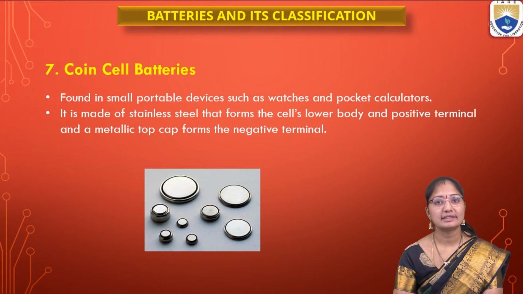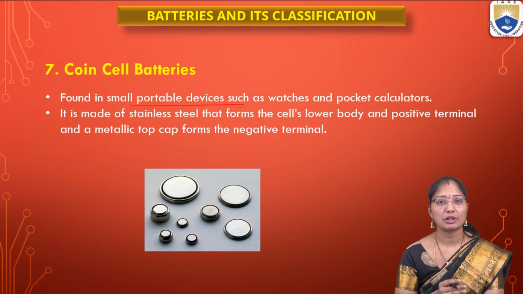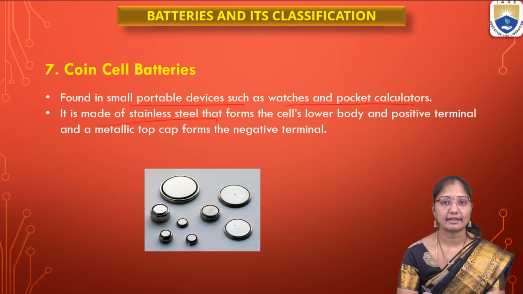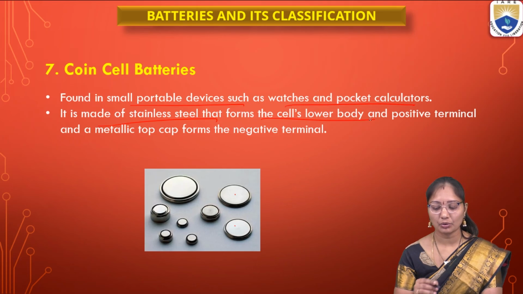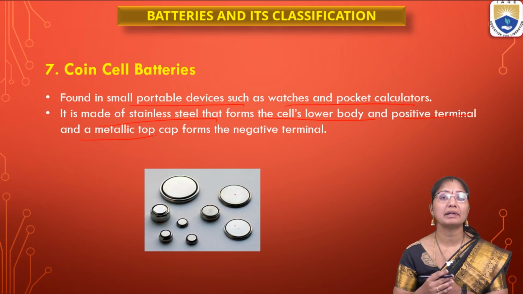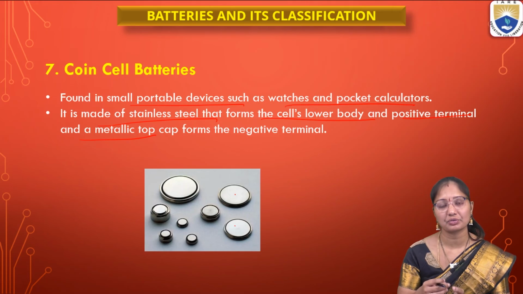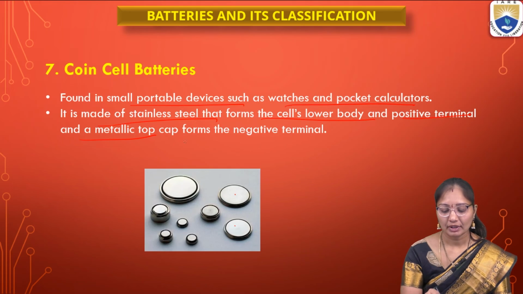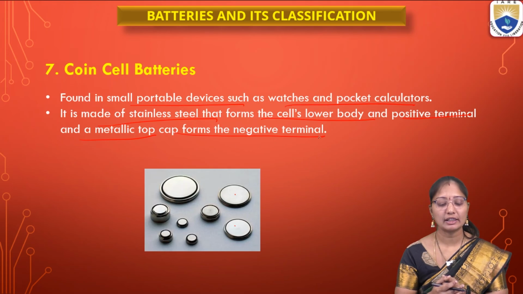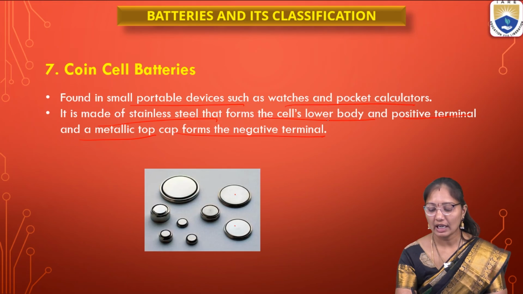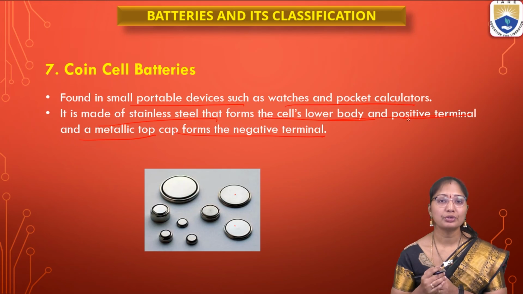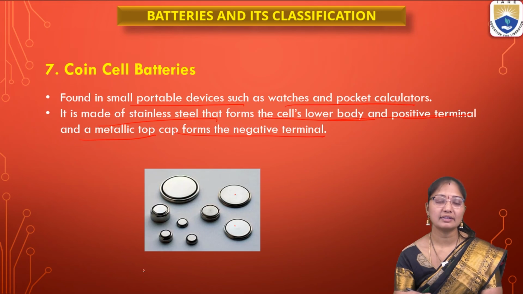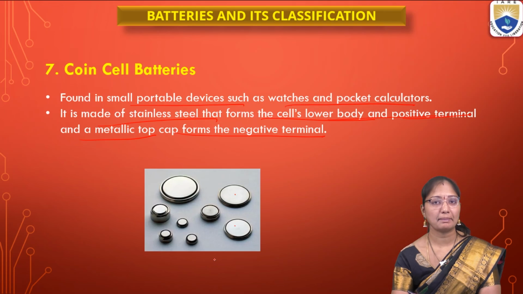Next type is coin cell batteries. They are found in small portable devices, such as watches and pocket calculators. It is made up of stainless steel. Here we can see these are the coin batteries. The outer material is made up of stainless steel. It forms the cell's lower body and positive terminal, and the metallic top cap acts as the negative terminal. So these are the coin batteries. They are available in different sizes and different mm.